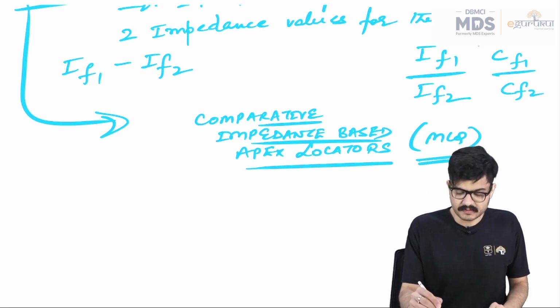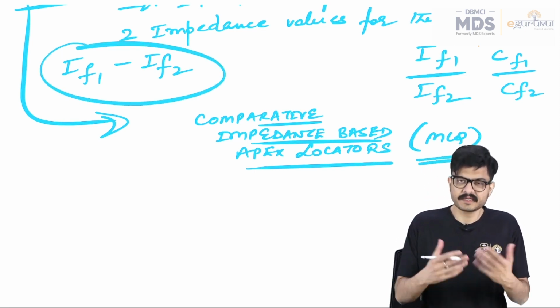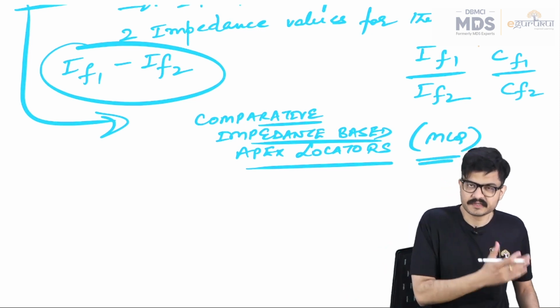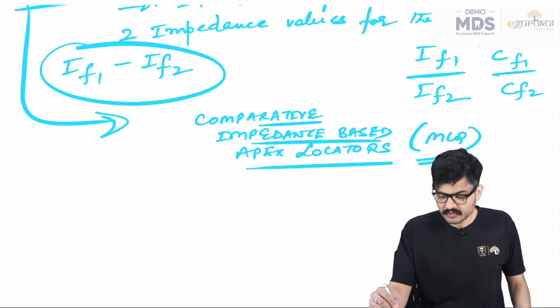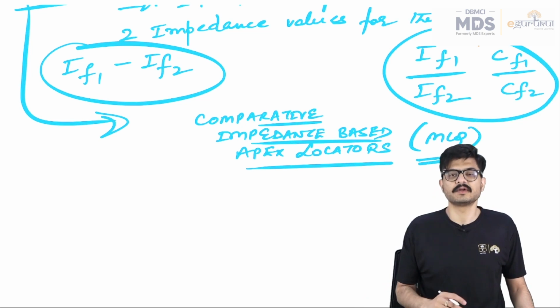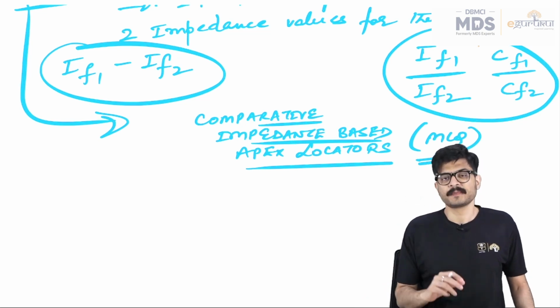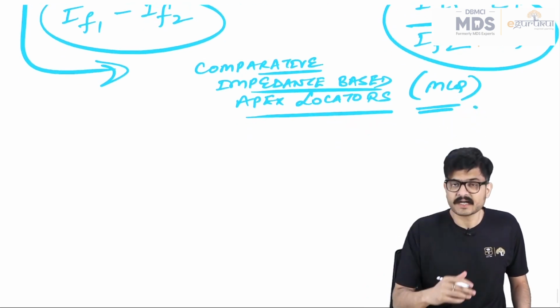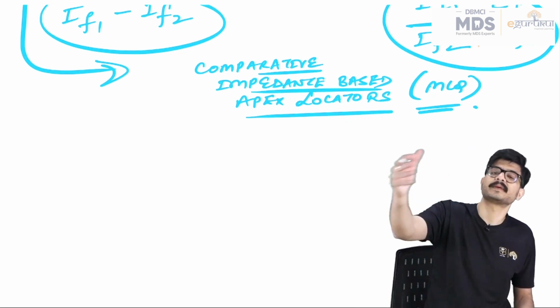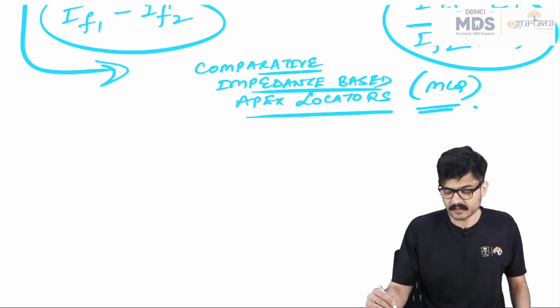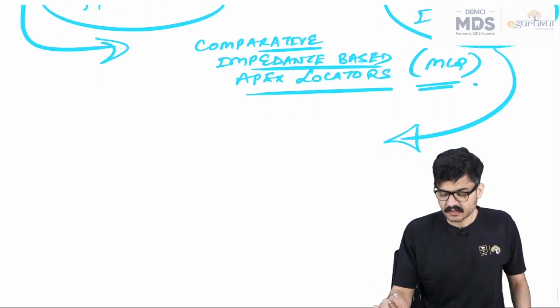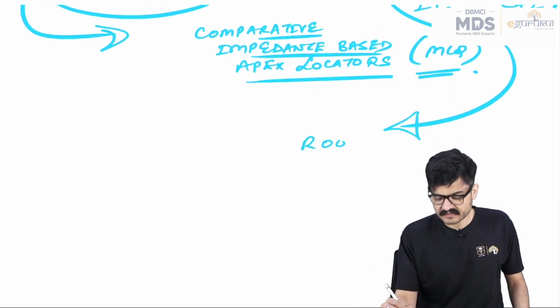Now, if it is a difference, the comparative impedance would be based on the difference. If it's a ratio, this comparative impedance would be based on the ratios. Now, classically, the gold standard of apex locators, with which all other apex locators are in general compared, is the Root ZX. Now, first important point, Root ZX is a third generation apex locator.